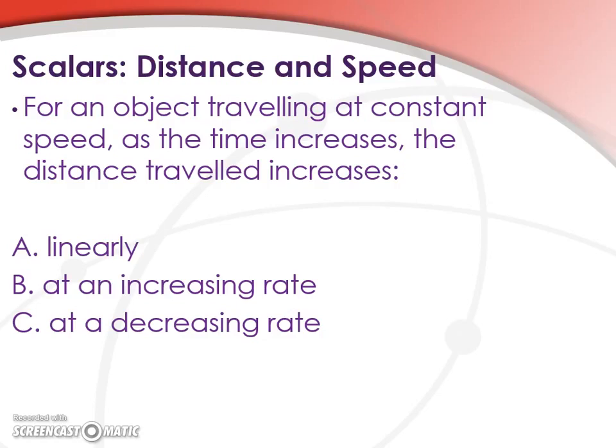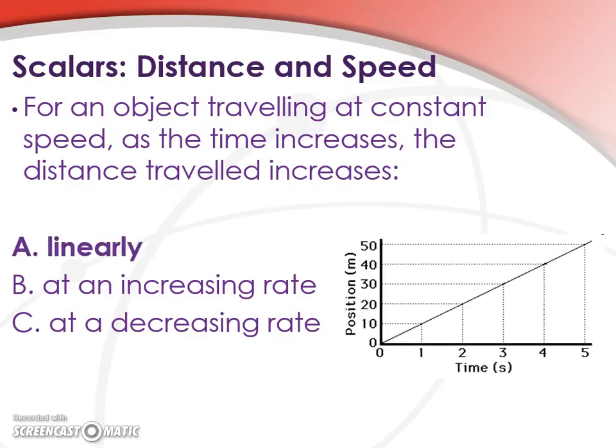Okay, let's start with a problem. For an object traveling at constant speed, as the time increases, how does the distance traveled increase? Does it increase linearly, at an increasing rate, or at a decreasing rate? Well, the answer, as we saw yesterday, is that we see a linear increase in distance traveled. So for each time increment, an equivalent amount of distance is covered.